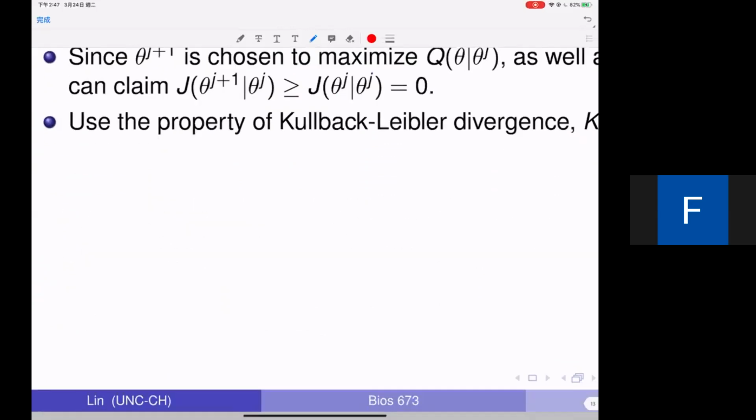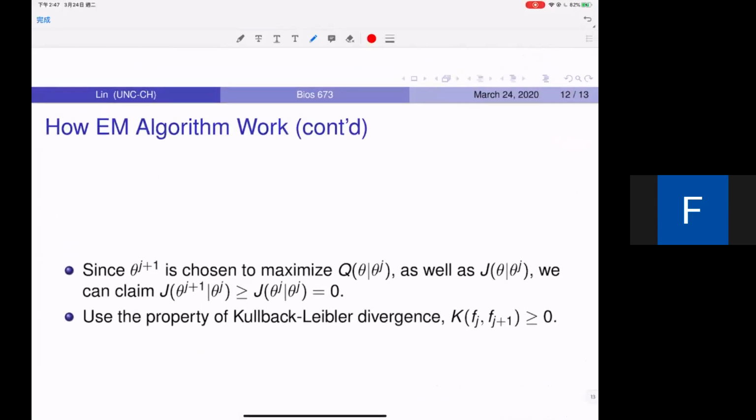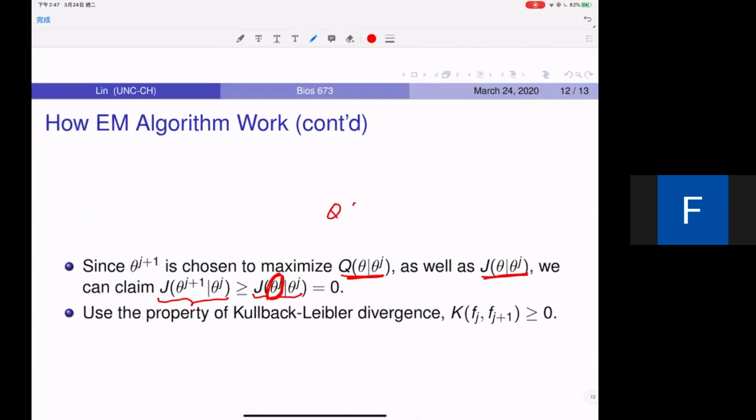So this is what I'm trying to show, right? This guy right here is what you're trying to maximize. You maximize the Q function, the same thing as you maximize the J function. That means your θ_{j+1} is better than θ_j. Plug in right here as θ_j, right? You maximize your Q function given that θ_j. So it means Q(θ_{j+1} | θ_j), this is natural.